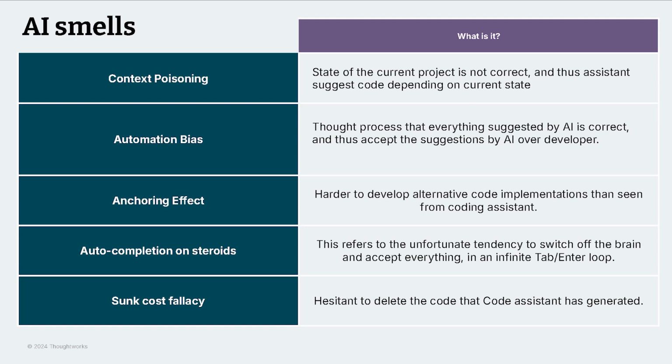Then there is automation bias. This is a human characteristic. A developer thinks that AI is always correct, so they will accept everything which is given by AI. Then there is the anchoring effect. This happens with people who have only seen code from these AI assistant tools. Recently, there are developers who are not reading much code from human developers, but only reading the code generated by these assistants. So they find it very hard to come up with alternative solutions.